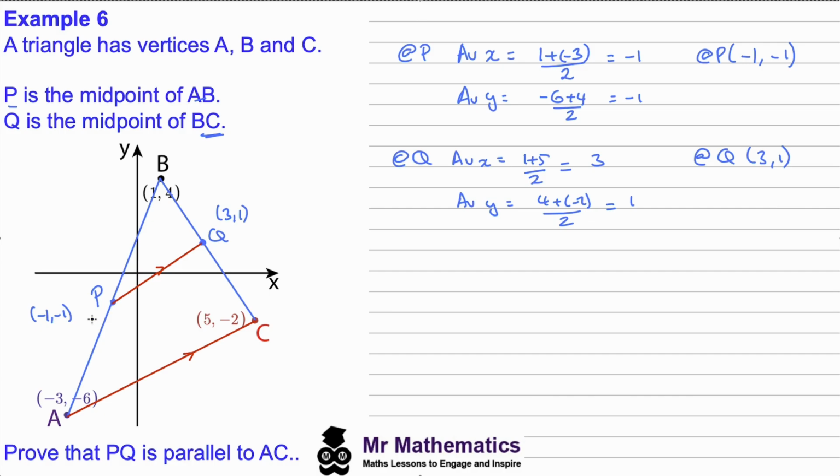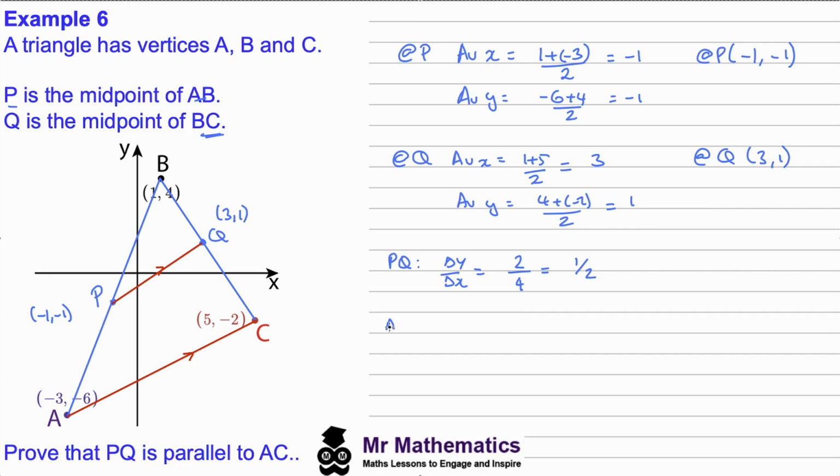So now to work out the gradient of P to Q, we'll have the change in Y divided by the change in X. The change in Y is from the 1 to the negative 1. This is positive 2. And the change in X is from negative 1 to positive 3. So this is a change of 4. This would give us a gradient of 1/2.